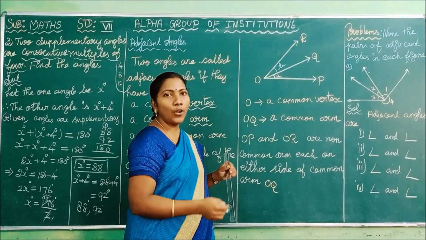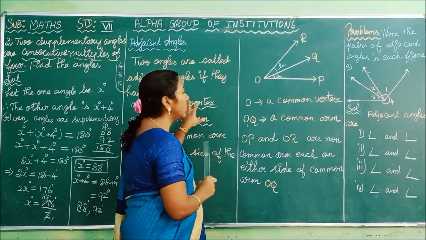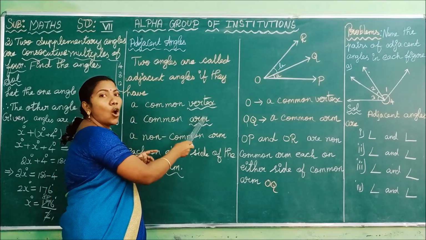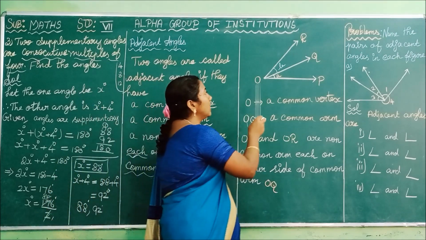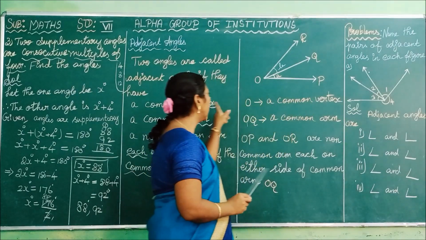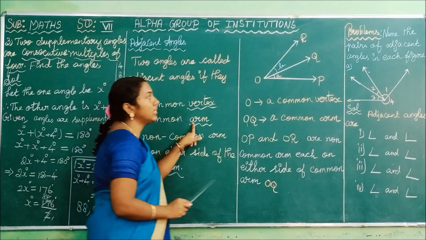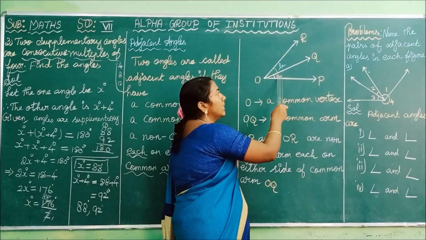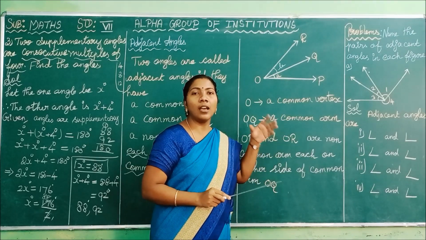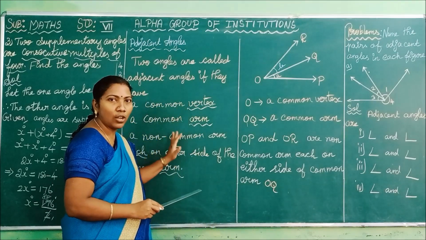Okay. Now we are going to analyze what is meant by adjacent angles. As per the definition of adjacent angles, the adjacent angles must have a common vertex. See here, which is the vertex here? O. O is the common vertex. So the first condition is satisfied. And then it should have a common arm. See here, we are considering the two angles. One angle is A and another angle is B. Now we are going to check whether they are adjacent angles. So we have to check they are satisfying the definition of adjacent angles.